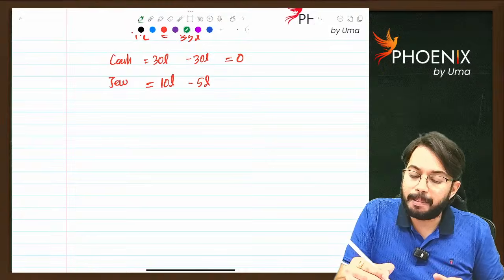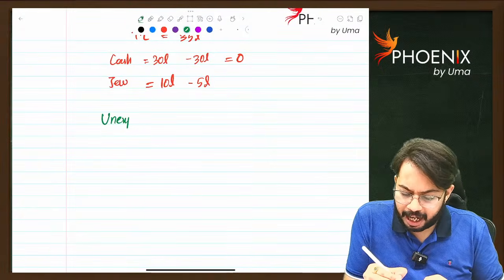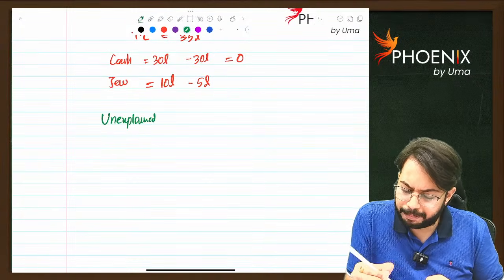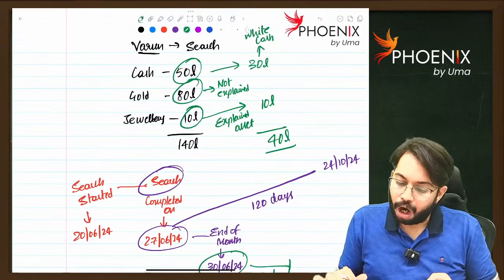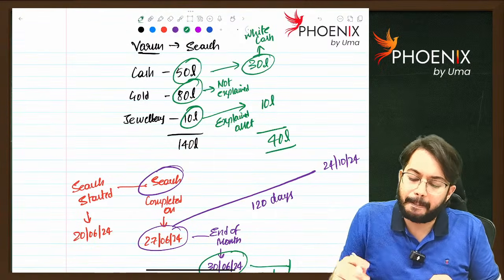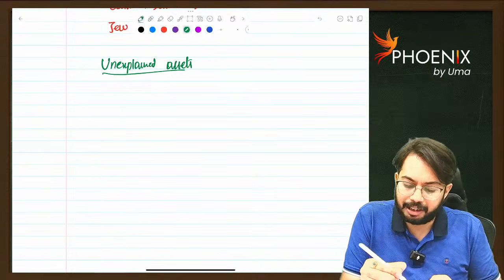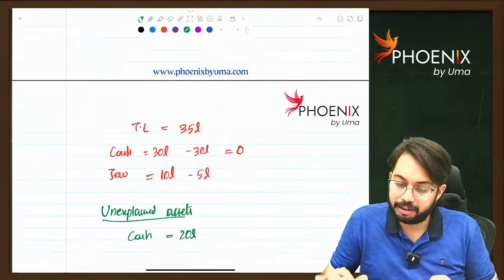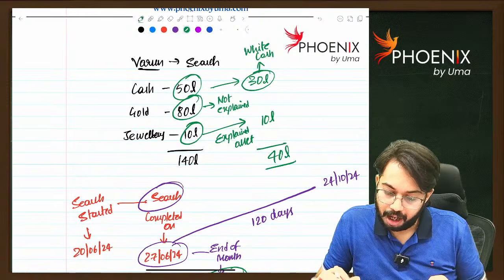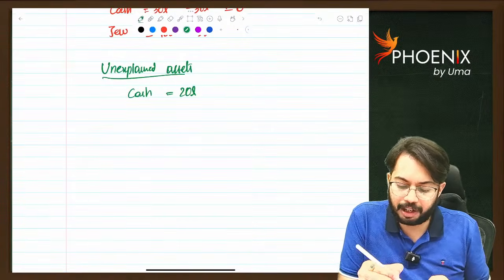Sir, then what about unexplained assets? There are unexplained assets. How much are unexplained assets? Cash: 30 lakhs is explained, the balance 20 lakhs is unexplained. So, cash 20 lakhs unexplained. And gold 80 lakhs was also unexplained.